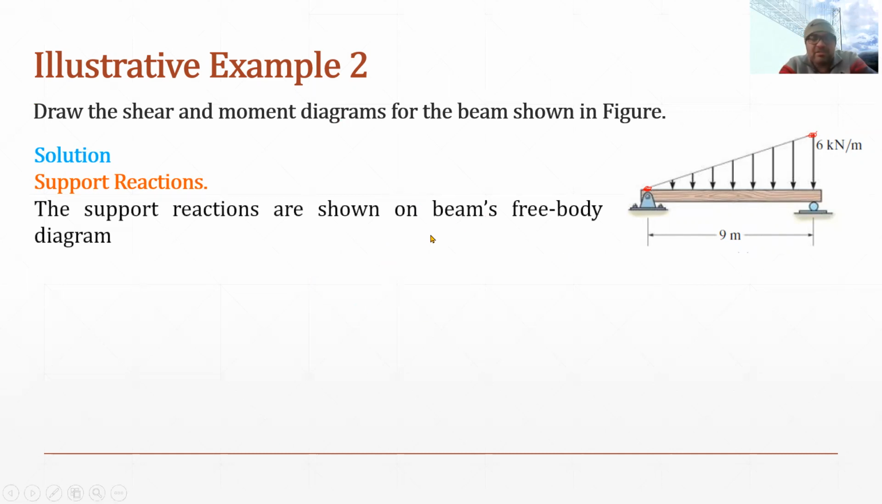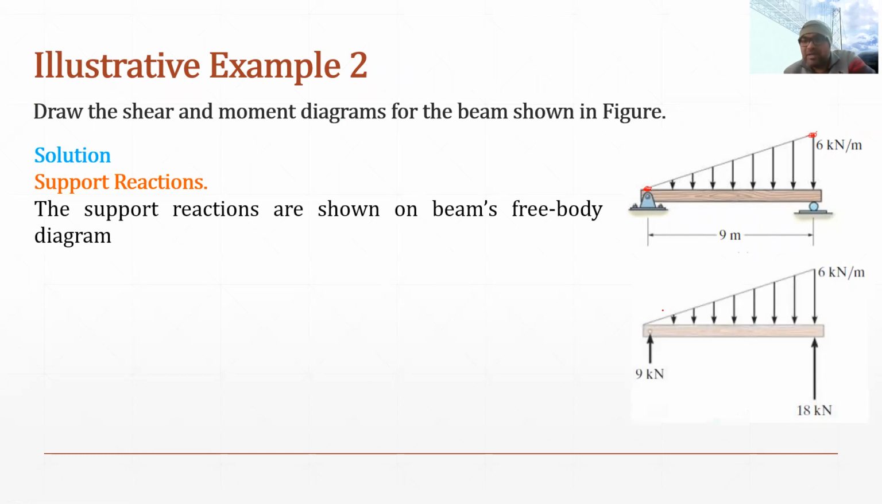So support reactions can be shown using the free body diagram. I will be showing you the free body diagram of this beam. So it will look like this. On this support, the reaction will be 9 kilonewton, and on this support, the vertical reaction will be 18 kilonewton. There will be no horizontal reaction because there is no horizontal load, and that is why horizontal reaction will be 0.